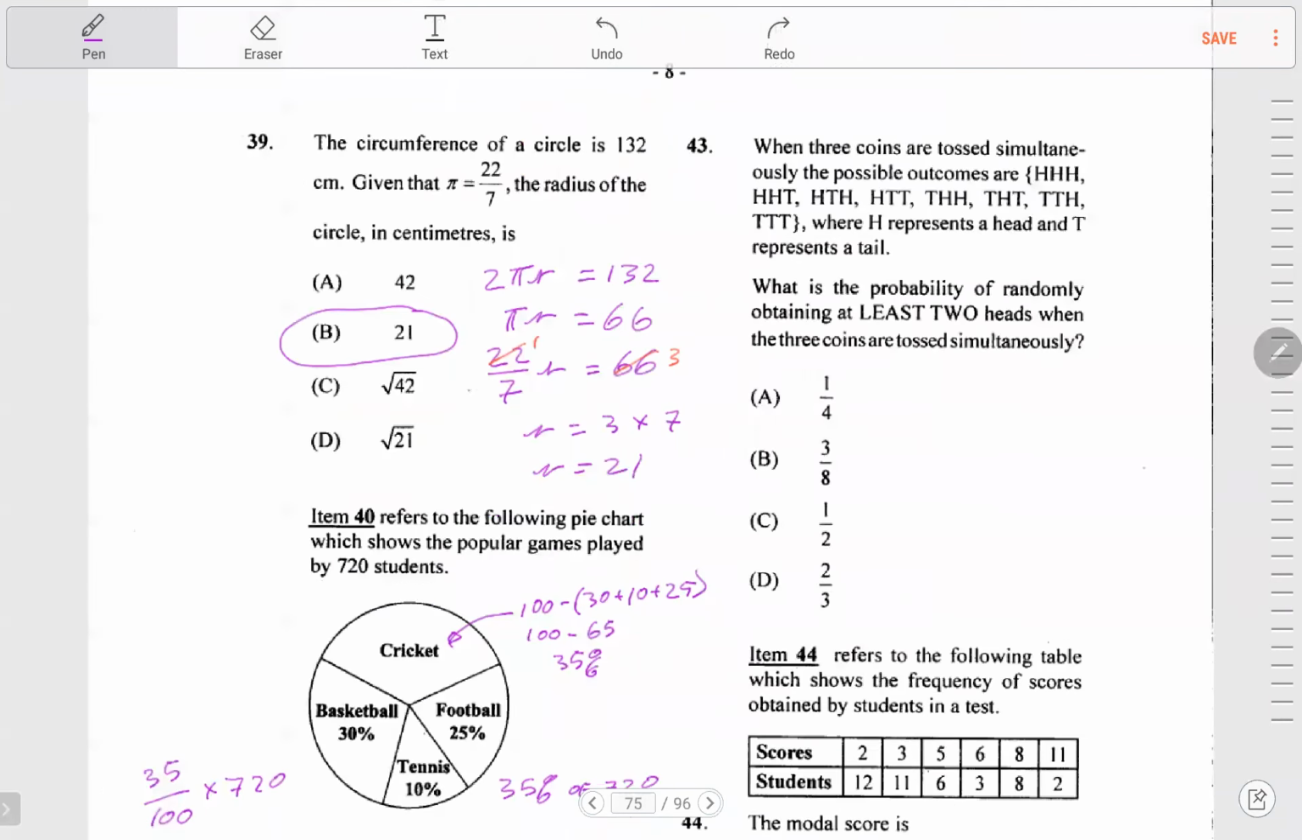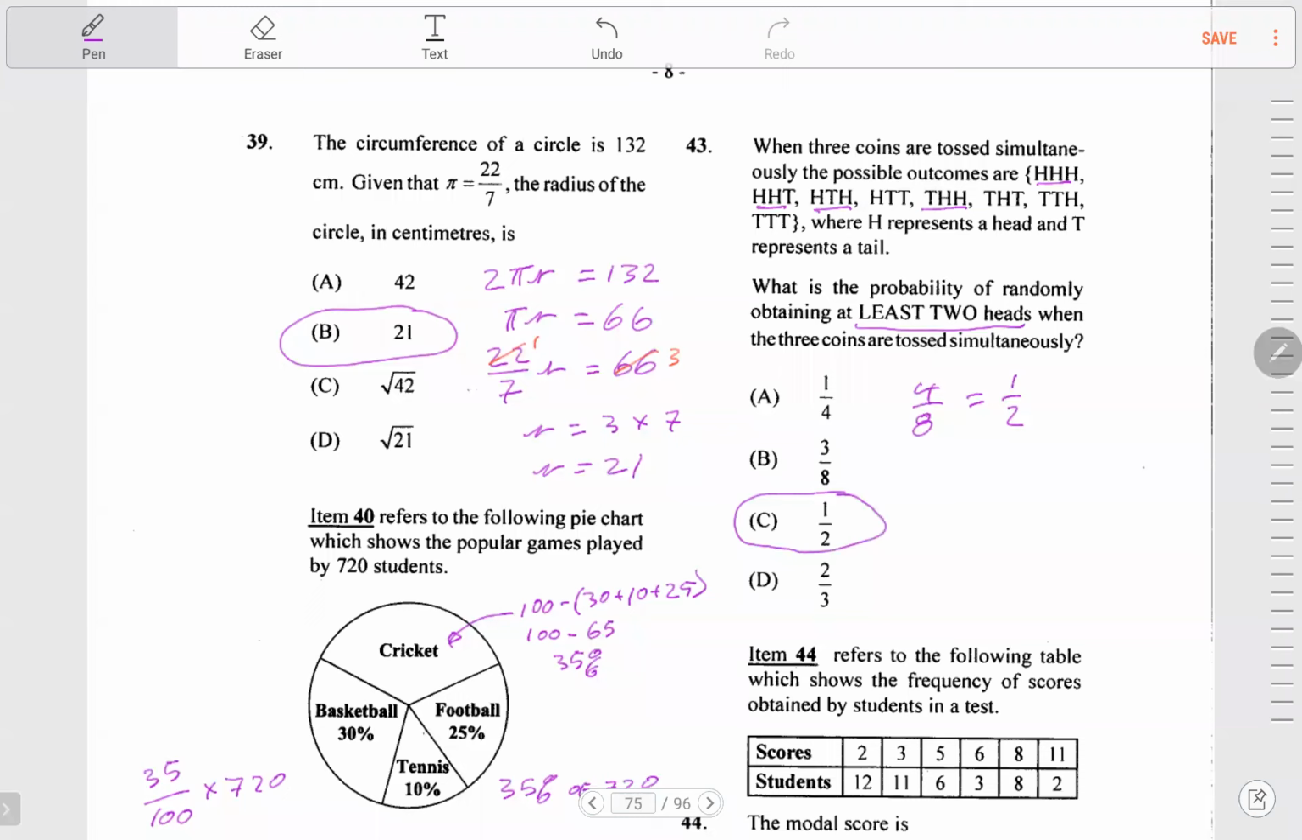This question, same thing again, at least 2 heads. We did that question before, so I'm not going to go through it again. Answer was a half, 4 out of 8, at least 2 heads. 4 over 8 is a half. I think last time the half was at B.